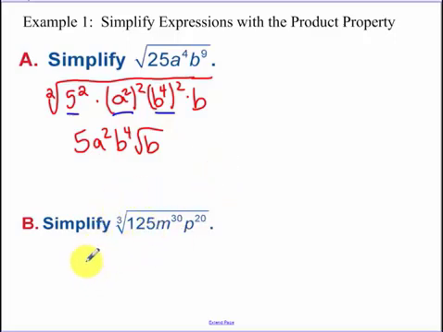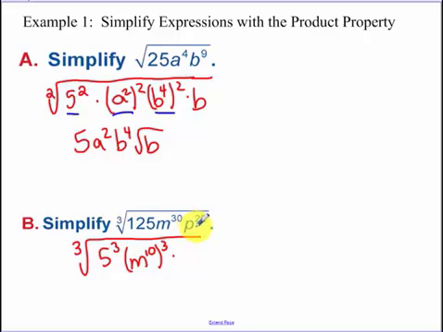Simplifying something to the 3rd root. Very similar. Like we were doing in the last lesson, put everything to the 3rd power. So 125 is 5 to the 3rd power. M to the 30th. I need to put this to the 3rd power, but these need to multiply to be 30, and there is a perfect number, 10, 10 that multiplies to be 30.